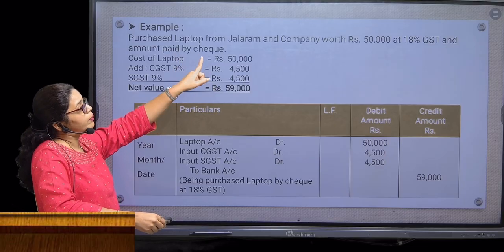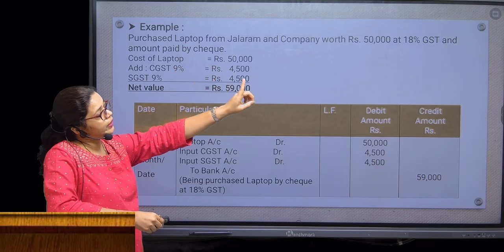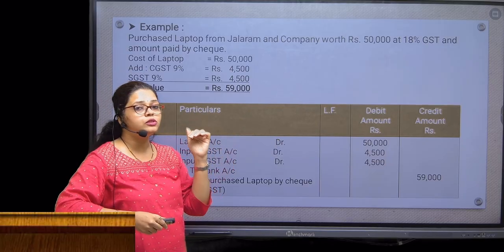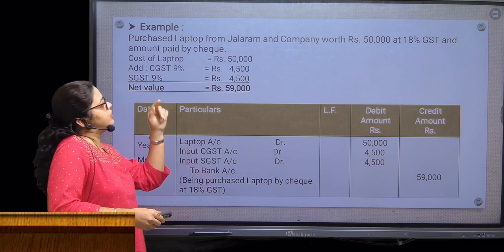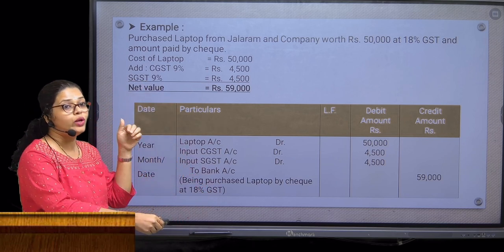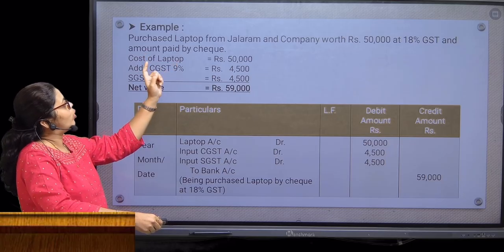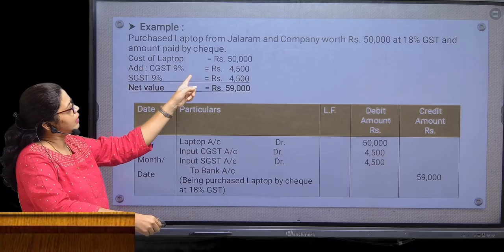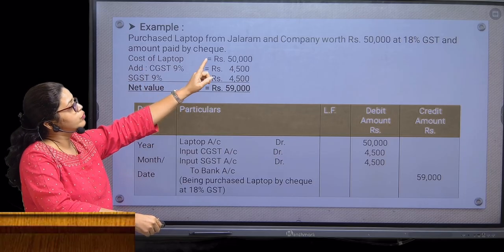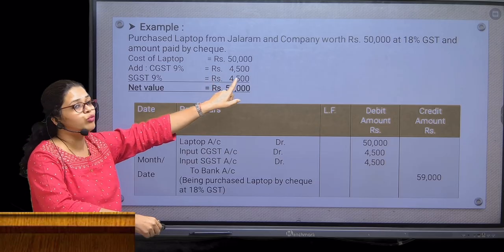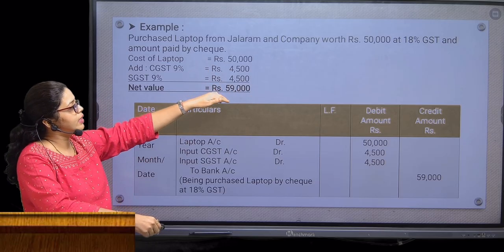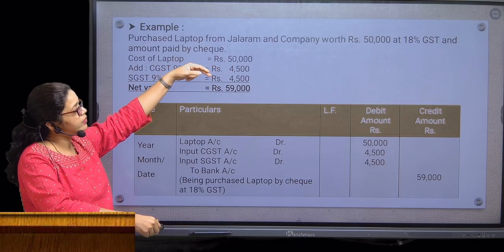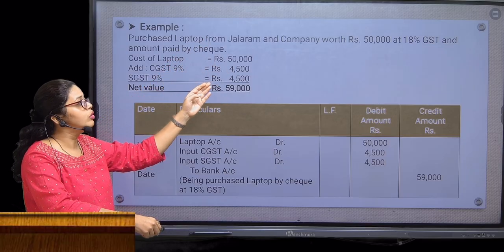Okay, here when we are purchasing the laptop, along with that we have to pay 18% GST. So this 18% GST will be broken into two, 9% will go to CGST and 9% will go to SGST. So first we will see how we are going to calculate the net value. So the cost of your laptop, that is 50,000, and the break-up of the 18% GST, that is 9% CGST and 9% SGST. So 50,000 multiplied by 9 divided by 100 will get you 4,500. Again you are going to do the same thing for SGST and you are going to get 4,500. So addition of 50,000 plus 4,500 plus 4,500, the net value will come to 59,000.